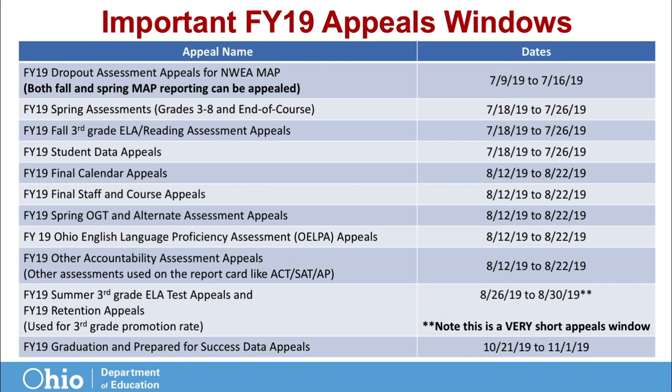Towards the middle and end of summer, a number of appeals windows will open. Your schools should do one last check of their data in the Secure Data Center a day or two after each reporting window closes to make sure everything is complete. If something is amiss, an appeal should be filed so the data can be corrected.